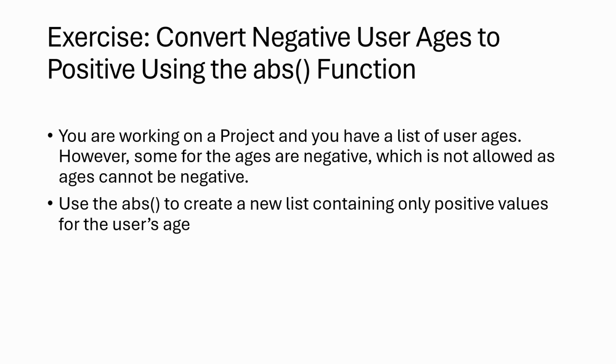Let me say it one more time. You are working on a project and you have a list of users' ages. However, some of the ages are negative, which is not allowed. Use the ABS function to create a new list containing only positive values of the user's age. So please pause the video and do this.